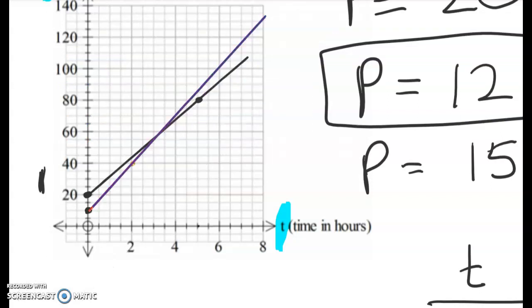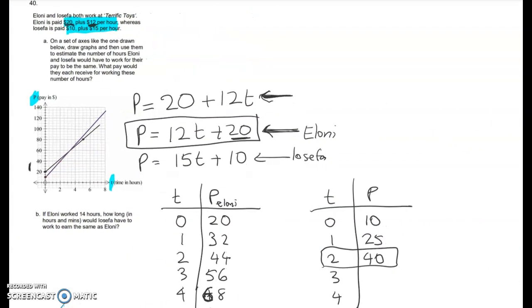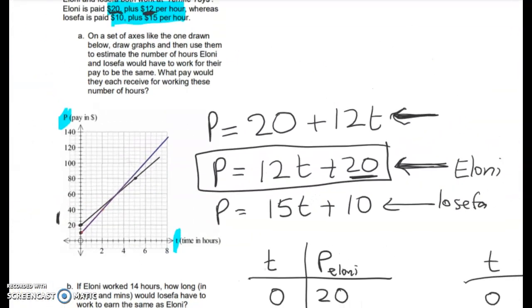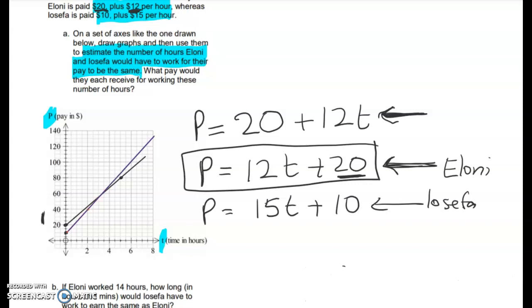Okay. Right, what do we have to do next? We've done the first part. So what pay would they each receive for working these hours for their pay to be the same? Let's see the question wording. Right, estimate the number of hours that they would have to work for their pay to be the same. So we're told to estimate that from the graph. We can also work it out exactly using the equations.